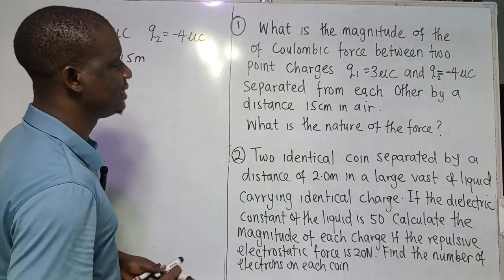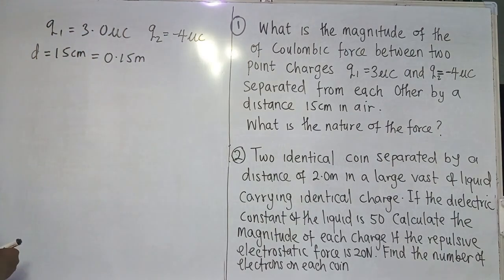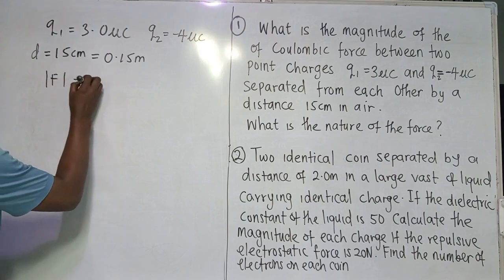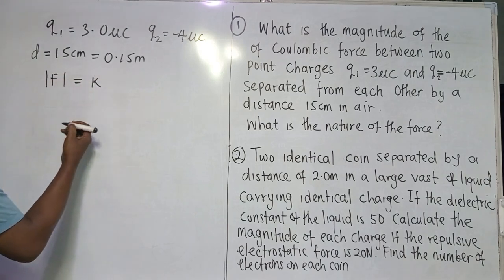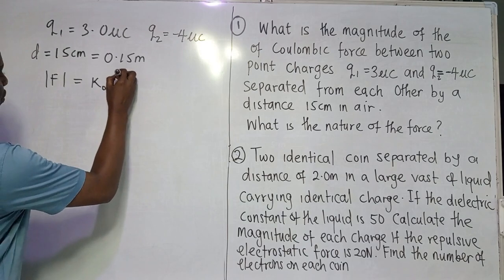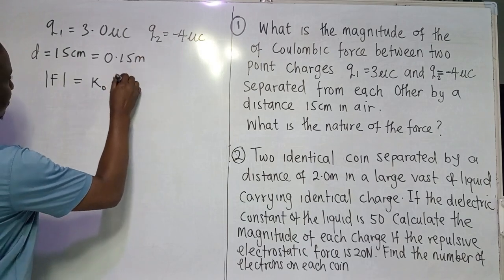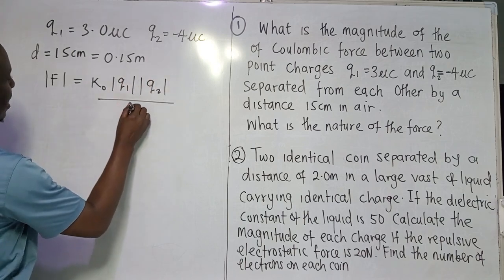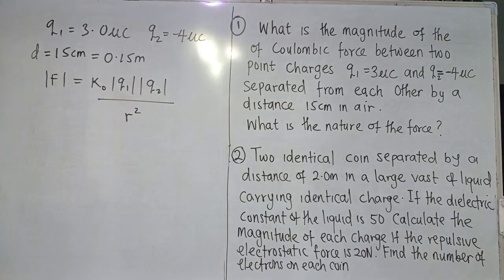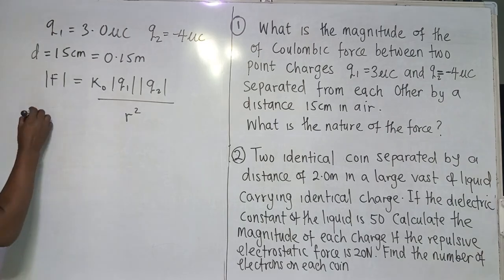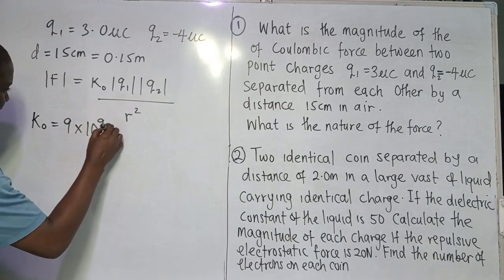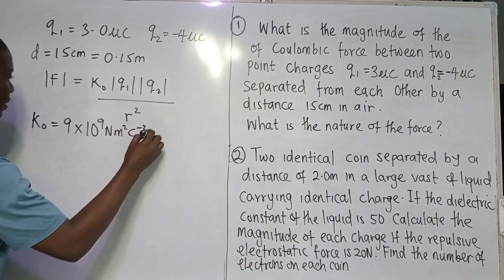Now in air, what is the nature of the force? First of all, we are going to find the magnitude. To find the magnitude of the force, it occurs in air, so we use K naught Q1 Q2 divided by R squared. Your K has a value of 9 times 10 power 9 Newton meter square per coulomb square.